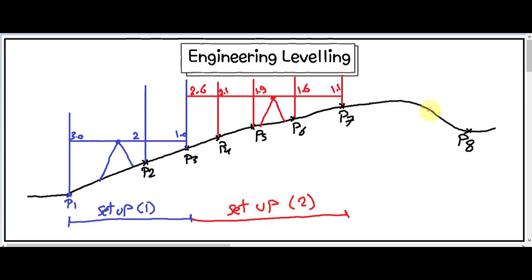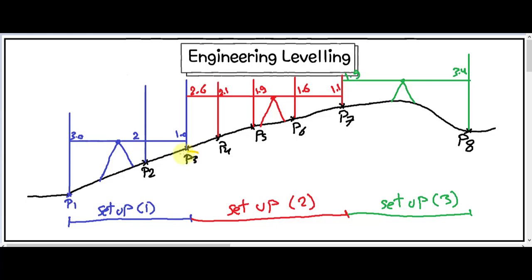After that, it's not possible to read because of the long distance between the level and point 8. So we will move the device again after point 7 and we will link the third setup to the second one, as we said previously, and we will take a reading on point 7 again, and it was 1.9. Then we will direct it to point 8 and the reading let it be 3.4 meters. So these readings were taken in the third setup, so this is called setup 3.